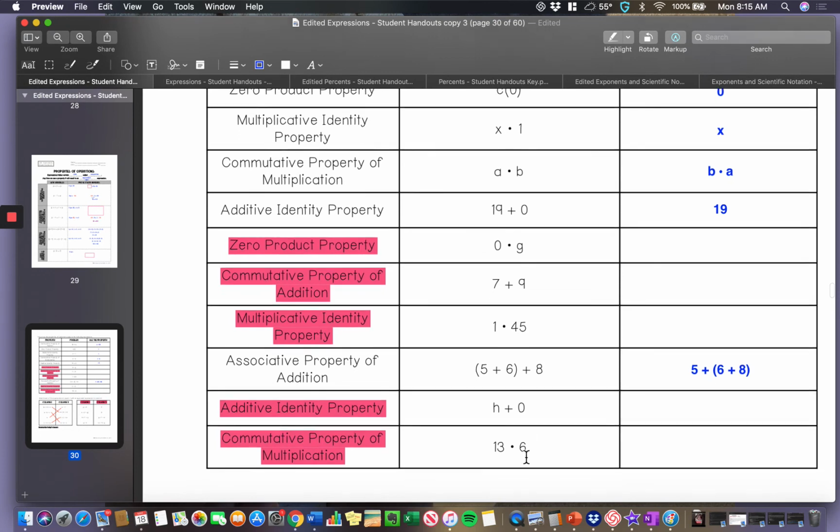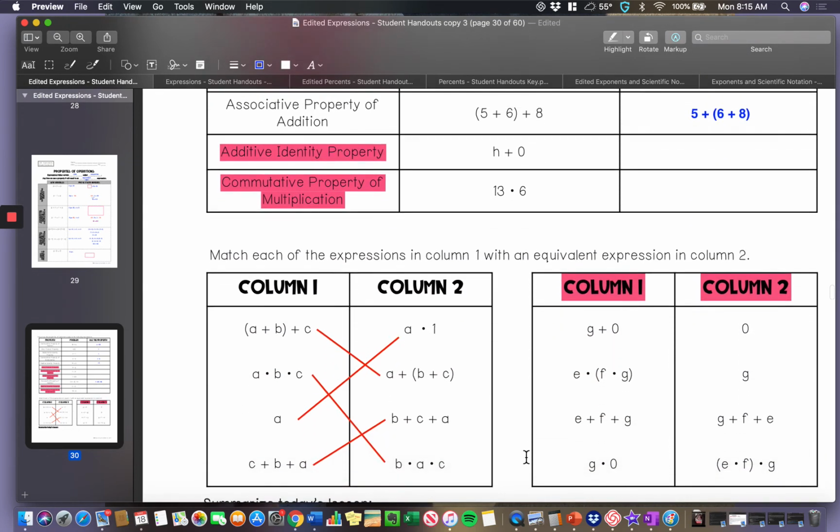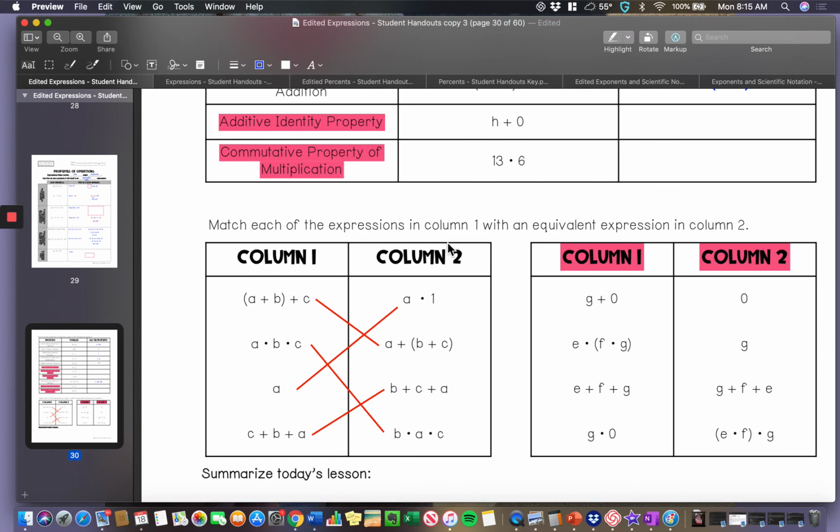The bottom two you're going to do on your own. Now on the bottom, it says match the expressions in column 1 with an equivalent expression in column 2. So for this first one here, we have grouping symbols, and when I move them around, they're going to be around the B and the C as opposed to the A and the B. Then we have A times B times C, so I need to switch these around, and I have B times A times C. So these are two equivalent expressions.